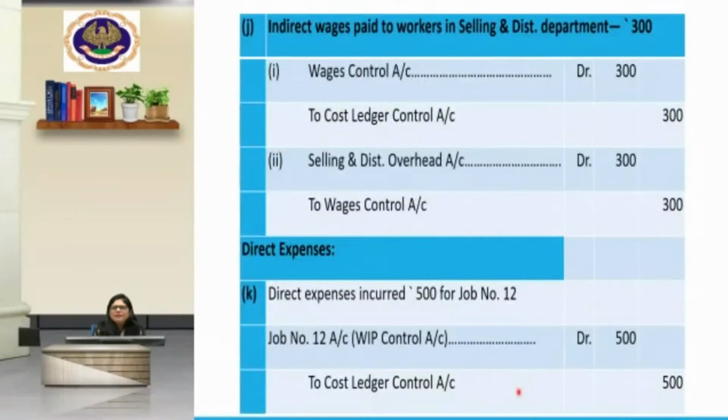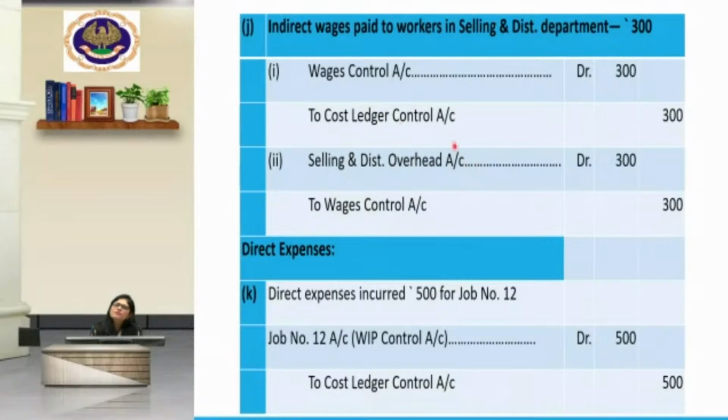Indirect wages paid to selling and distribution. First you have to make the payment, wages control to cost ledger. This is for the payment. The second entry is for transferring or absorbing the indirect wages to selling and distribution overhead account.